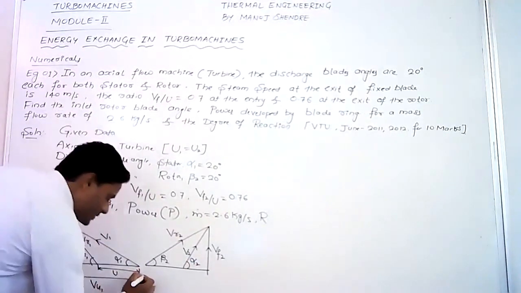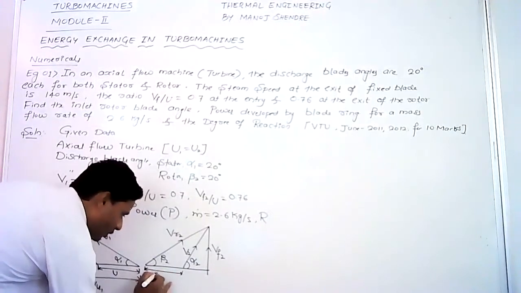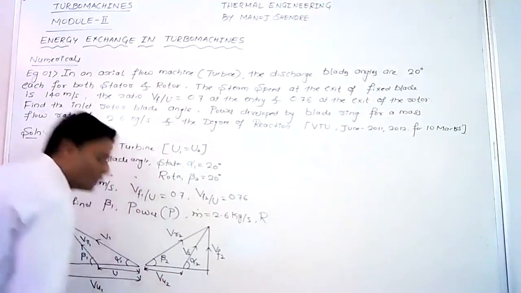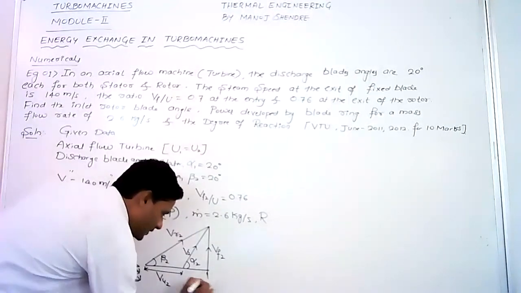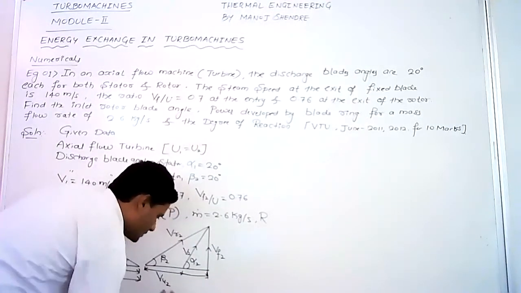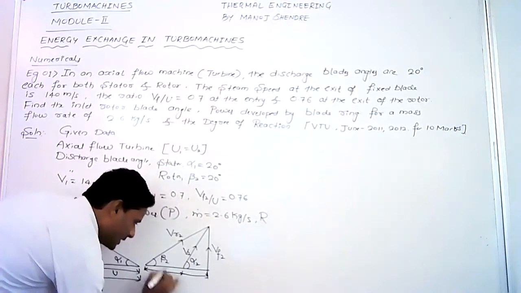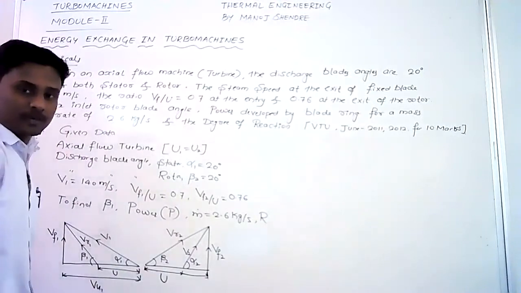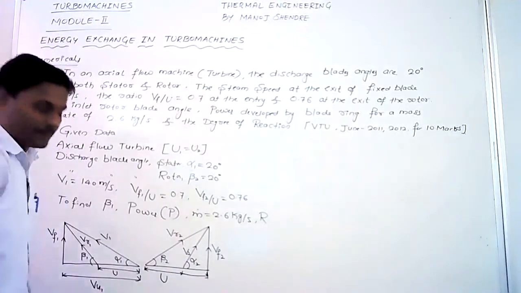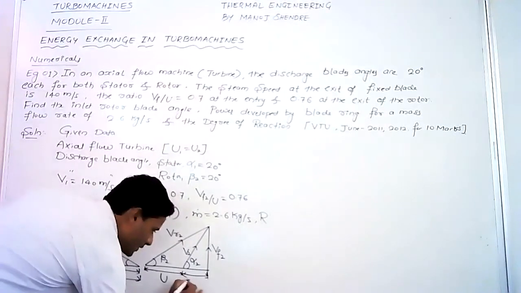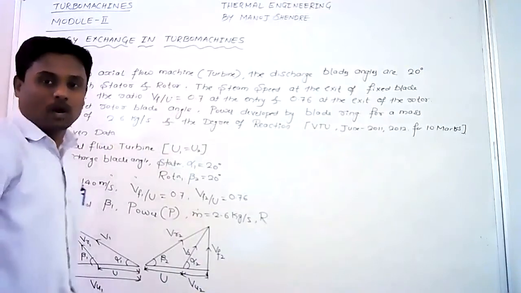The corresponding vectors are: this is the tangential velocity component at the outlet, VU2. VU2 stands for tangential velocity component, and this is U, the tangential velocity, which remains constant for axial flow turbine. And this vector is VU2, the tangential velocity component at the outlet.